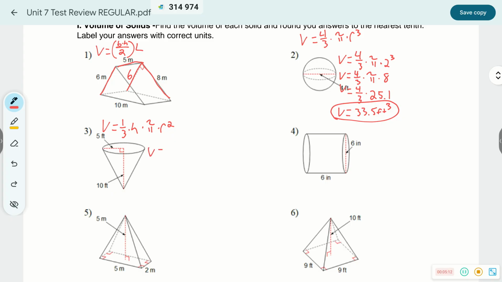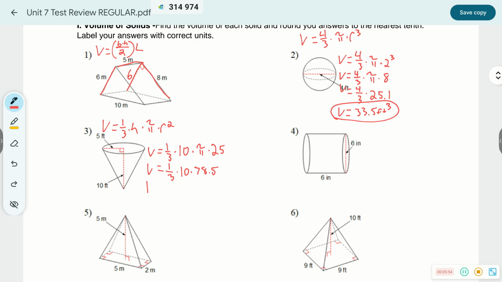We have volume equals 1/3. What is our height? 10. Times 10 times pi times radius squared, which is 5. What's 5 squared? 25. Now we have volume equals 1/3 times, what's pi times 25? 78.5.